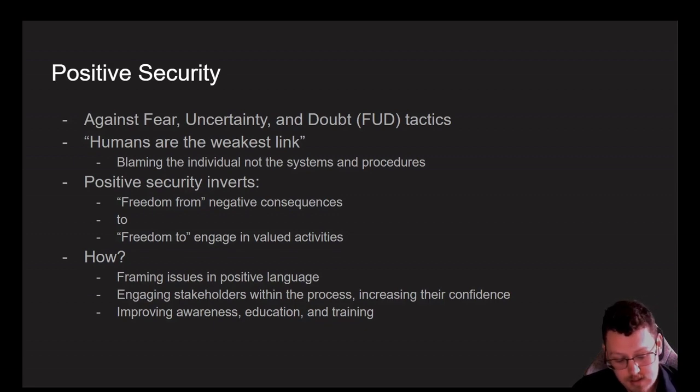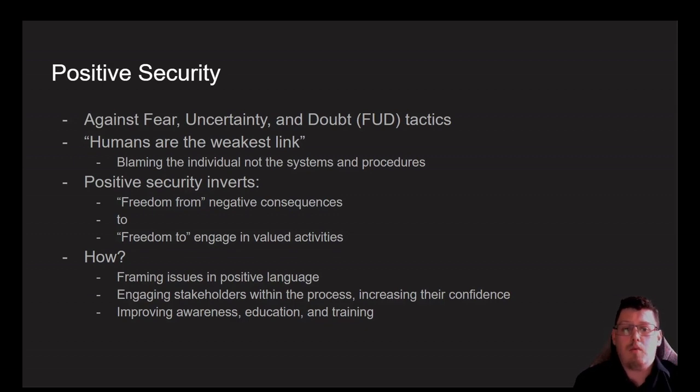So positive security is essentially a movement which thinks that this is not a good tactic, and that blaming humans as the weakest link is actually not a good way of doing things, because you're placing blame on the people rather than on the systems and procedures. So positive security essentially inverts the idea of freedom from negative consequences. It changes the framing for the individuals from freedom from negative consequences to freedom to engage in valued activities.